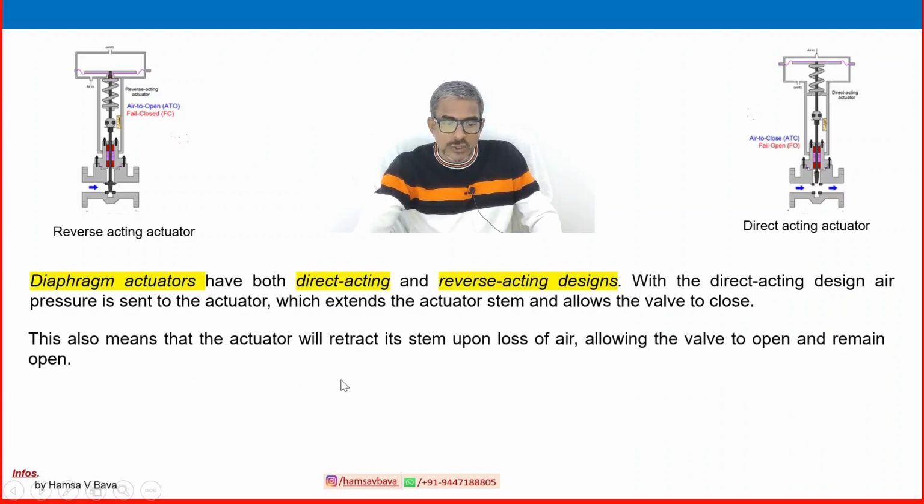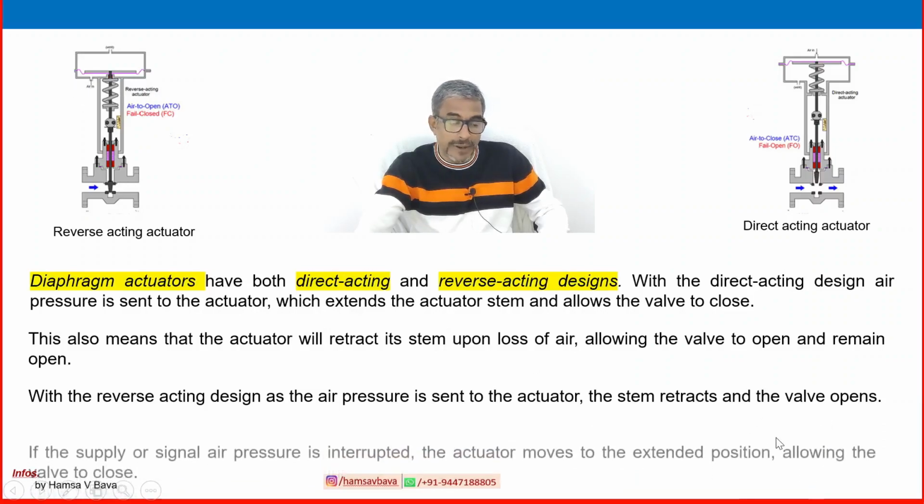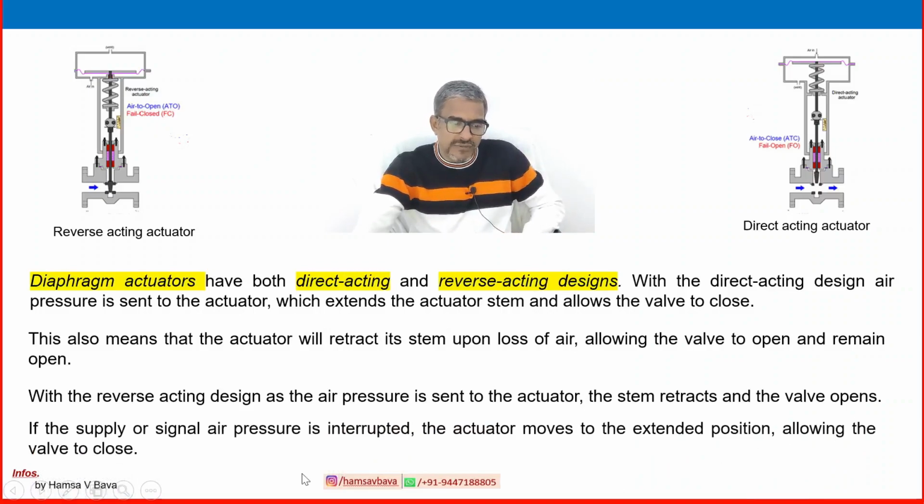This also means that the actuator will retract the stem upon loss of air, so it will go back, allowing the valve to open and remain open. If no air is there, this valve remains open, and this valve remains closed. With the reverse acting design, when air pressure is sent to the actuator here, the stem retracts to open the valve. Normally it is closed. If the supply or air signal pressure is interrupted, the actuator moves to the extended position, allowing the valve to close.